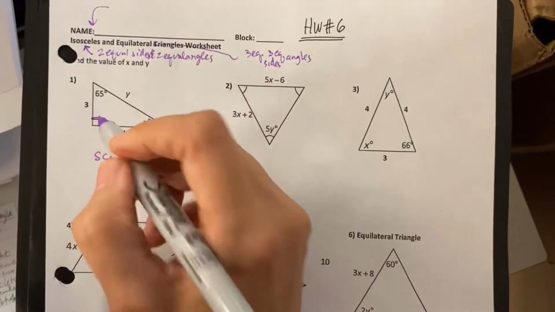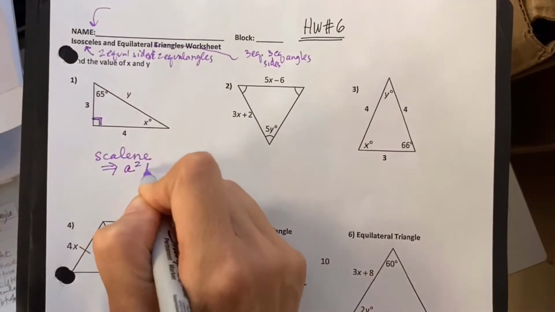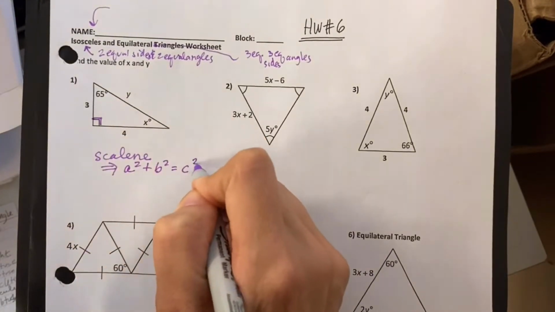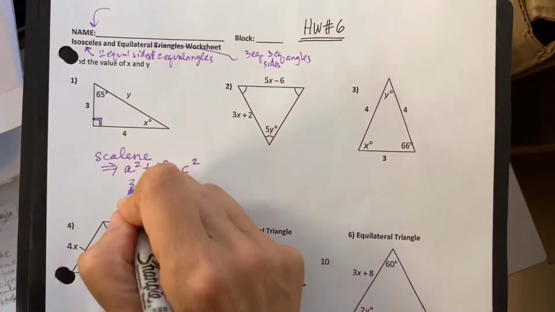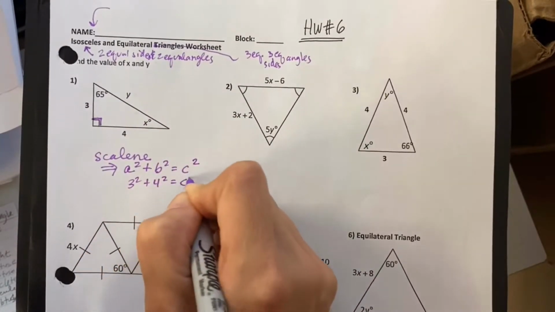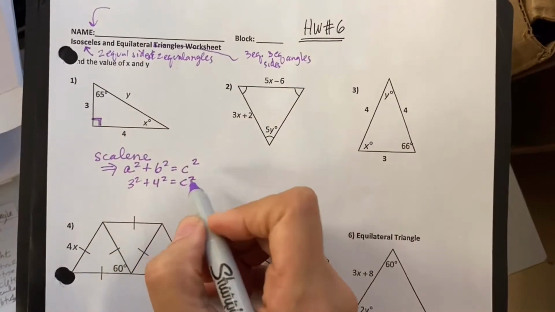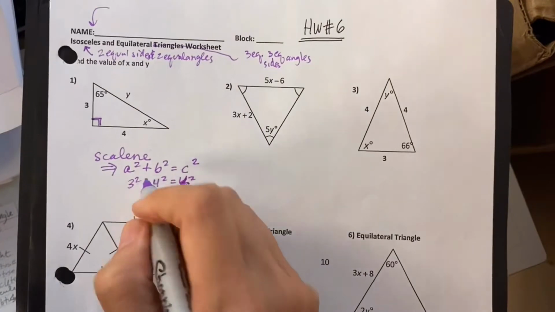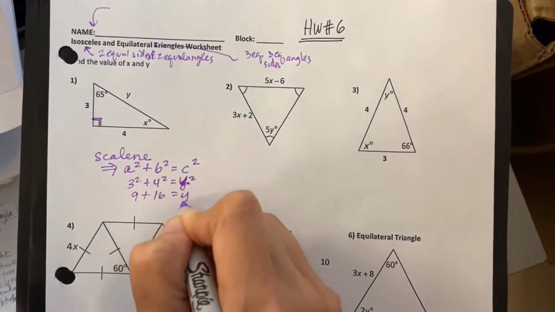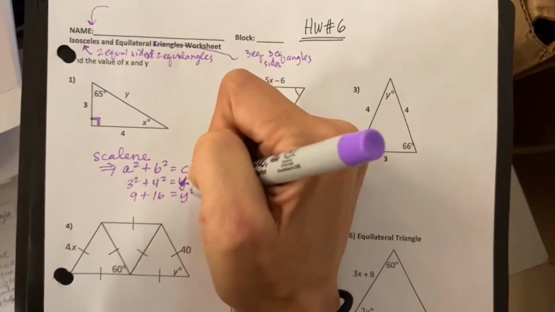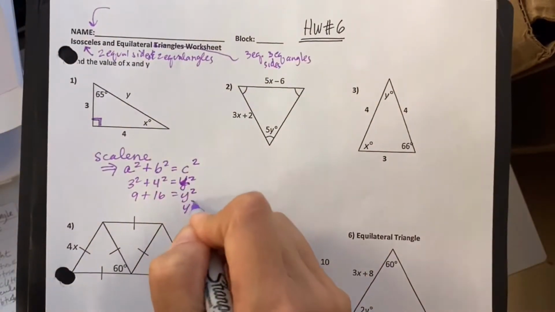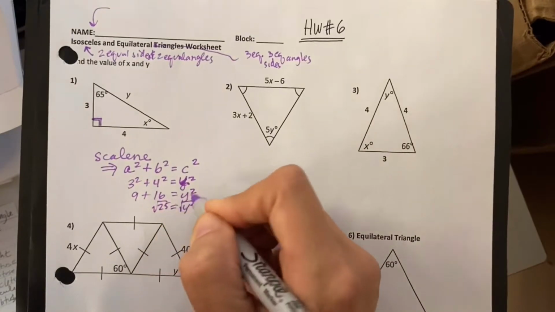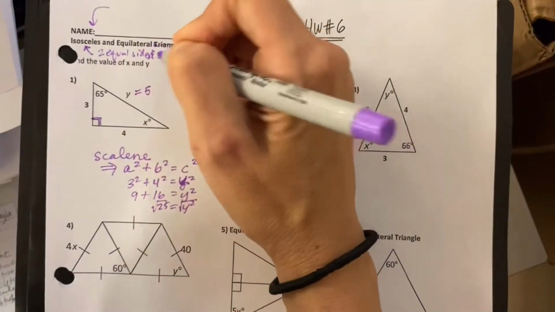So Pythagoras says for a right angle, the 2 legs, if we square each leg, will equal the hypotenuse squared. So 3 squared plus 4 squared would equal the hypotenuse squared. Now they called their hypotenuse y, which is fine. I can change the letter c to a y. So I have 9 plus 16 is equal to y squared. So y squared is equal to 25. Which means when I take the square root of both sides, I get 5. So this has to be 5.